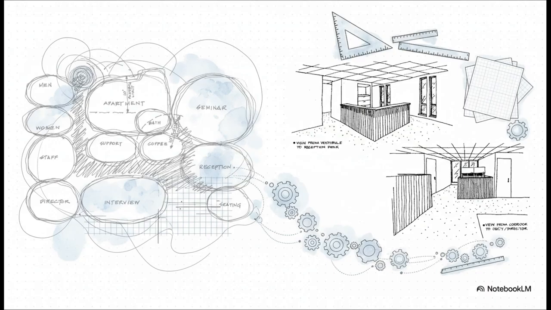So, how do we get from this, the beautiful, creative chaos of a bubble diagram on the left, to this, the clear, functional, three-dimensional reality on the right? The secret is, it's not some sudden flash of genius. It's a systematic process, a set of steps that, honestly, anyone can learn.